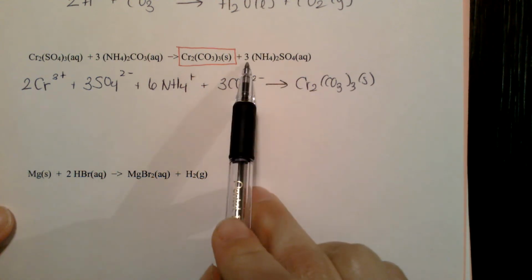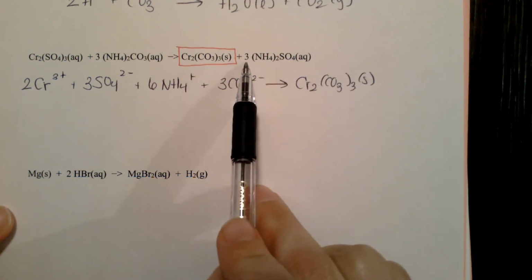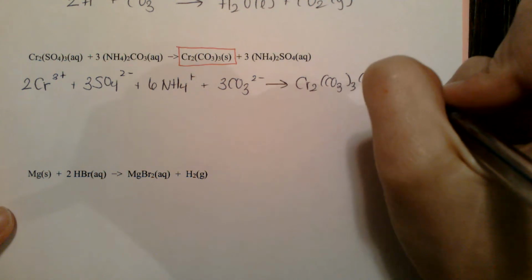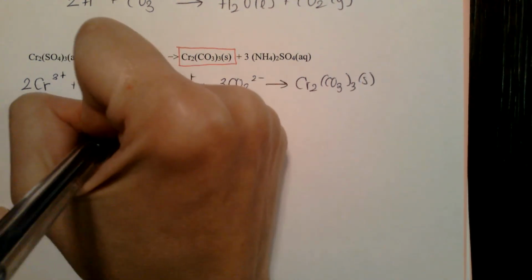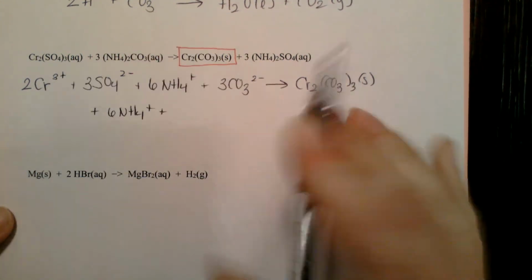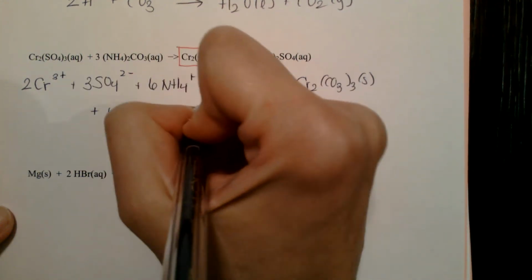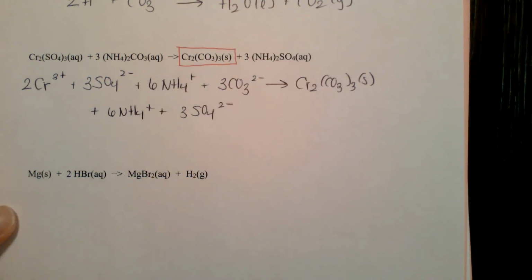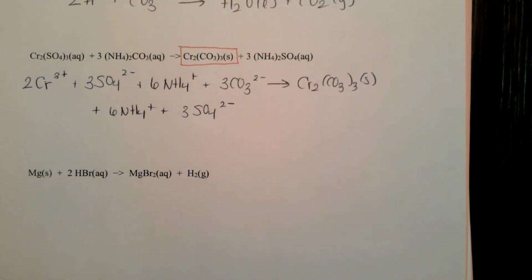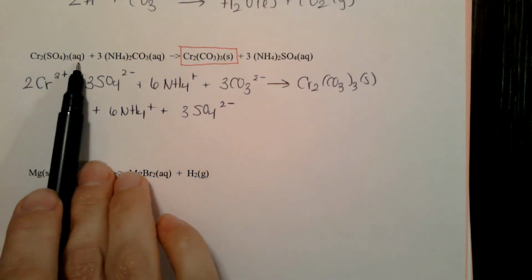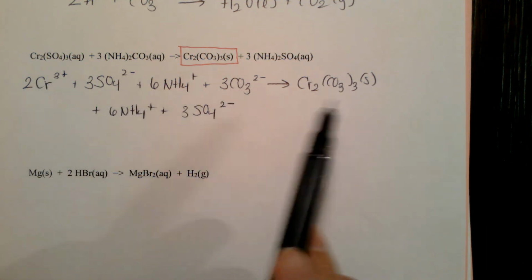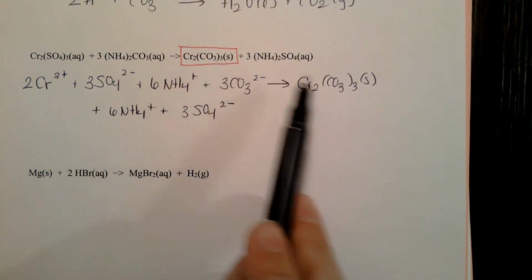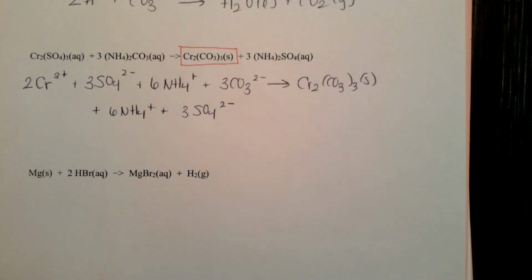Okay, and then last over here, looking at what we have, again, 3 times 2. I'm going to go down here, gives me 6 NH4+, and then 3 SO4 2-. Okay, so this is my complete ionic, where I've taken my aqueous compounds and put them in here as ions, where my solid precipitate is still a solid precipitate there.